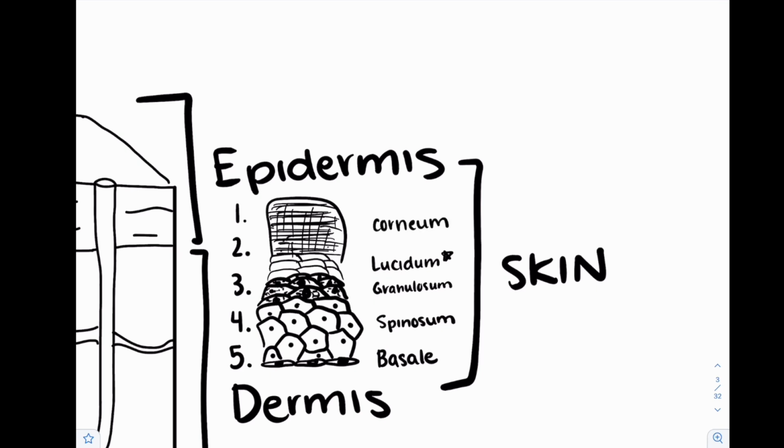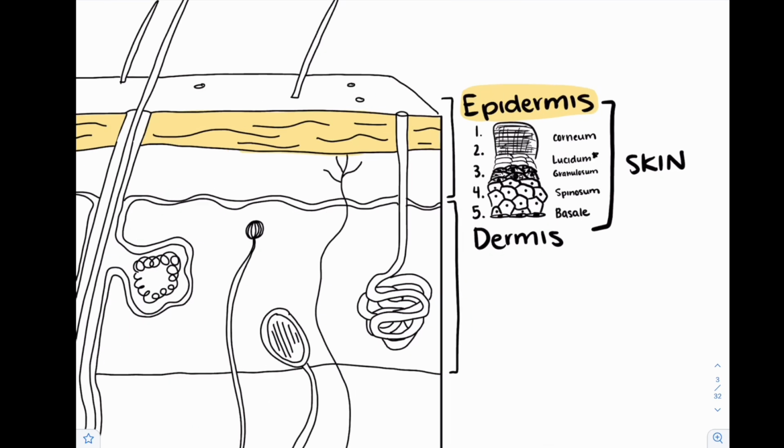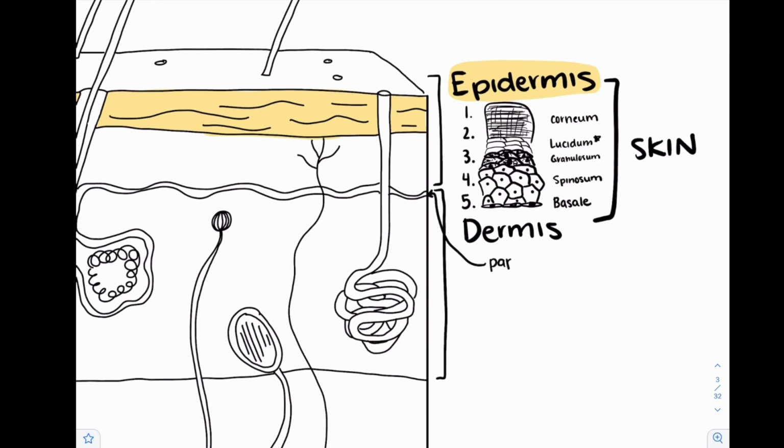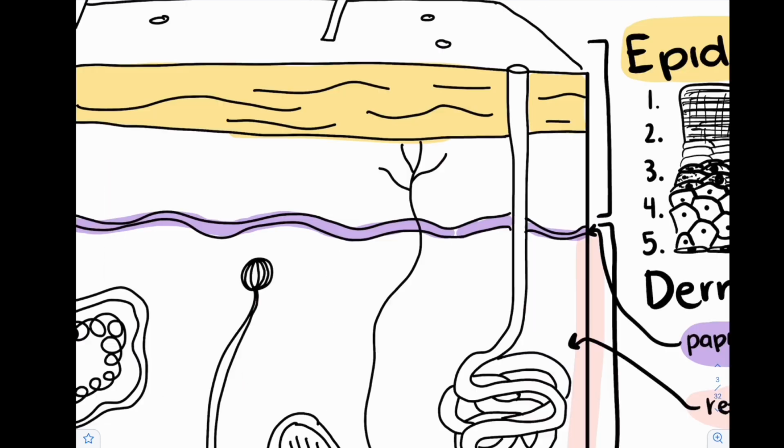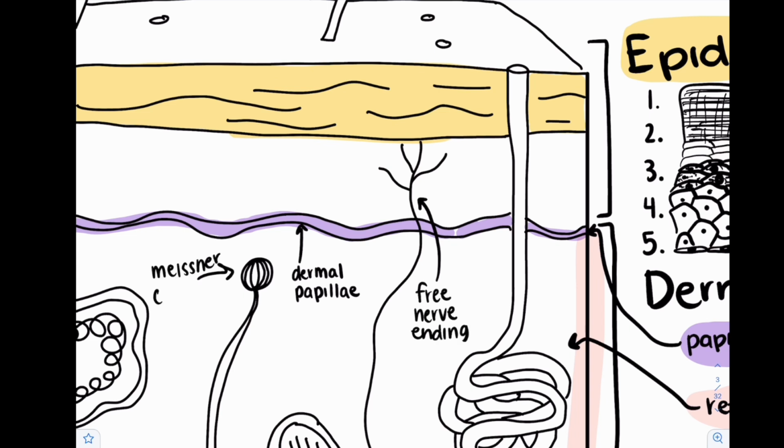Deep to the superficial epidermis is the dermis. The dermis is made up of dense irregular connective tissue and divided into 2 regions, the papillary and the reticular area. The papillary layer is superficial to the reticular area and has finger-like projections called dermal papillae that attach to the epidermis. Pain receptors, also known as free nerve endings, and touch receptors, also known as Meissner corpuscles and Merkel cells, are found here as well in this dermal area.